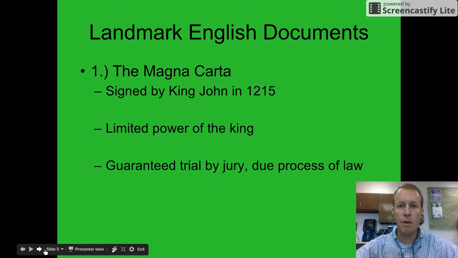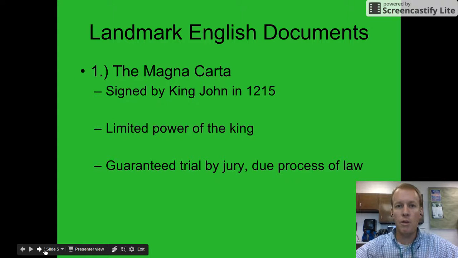So, some things we got from Britain. We're going to start with the first landmark English document, the Magna Carta. It was signed in 1215 by King John. It essentially, in a nutshell, limited the power of the king. It guaranteed things like trial by jury and due process of law to the nobility. This did not apply to the common man, only the nobility, the landowners, the wealthy, and so forth in England. But it was a first step toward limiting the power of the king, and a first step toward the king acknowledging that the people did have certain rights.